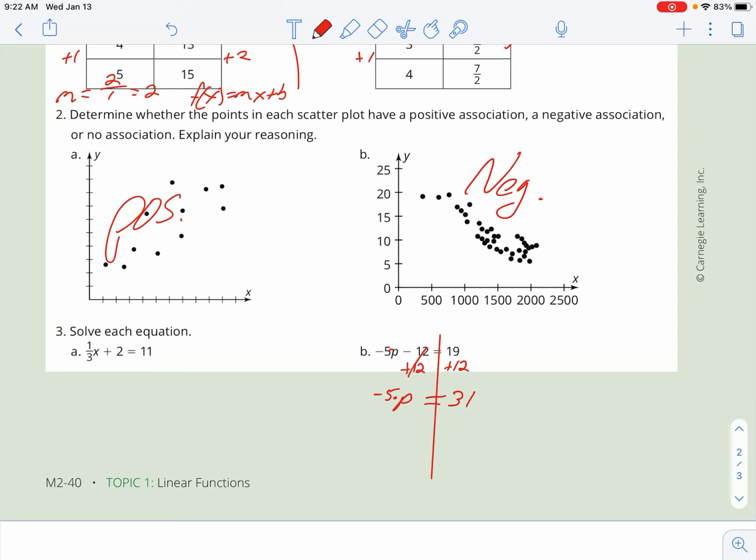And then again, we said that's attached by multiplication, and the inverse of multiplication is division. Now we cannot take 31 divided by 5 nicely, which is fine, so leave it as a fraction. So -31/5.